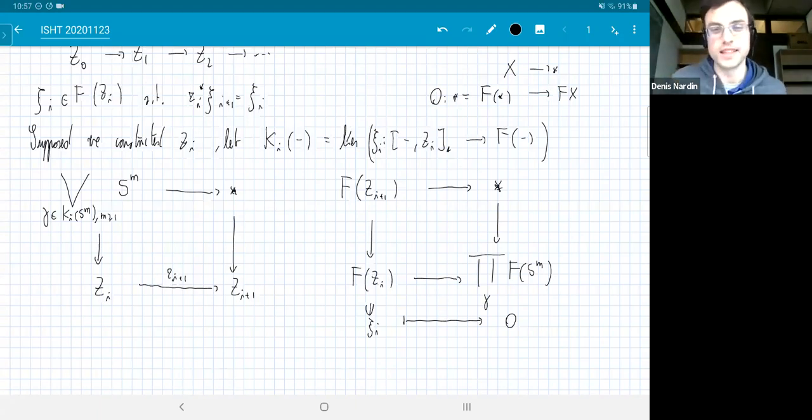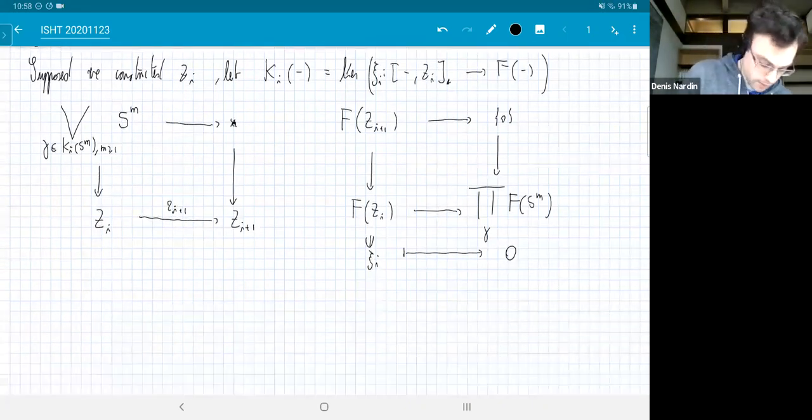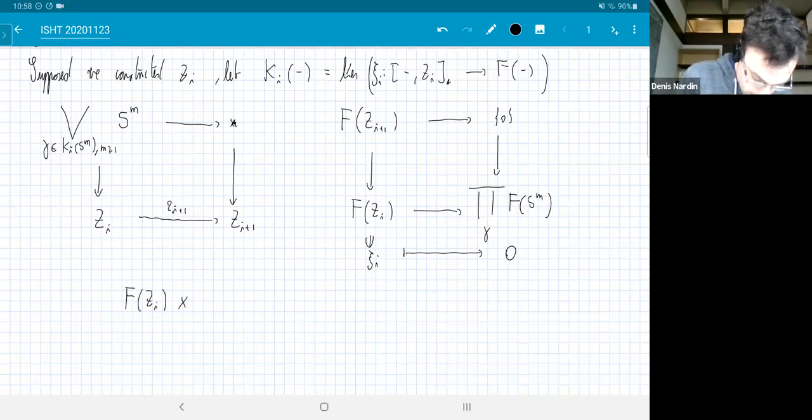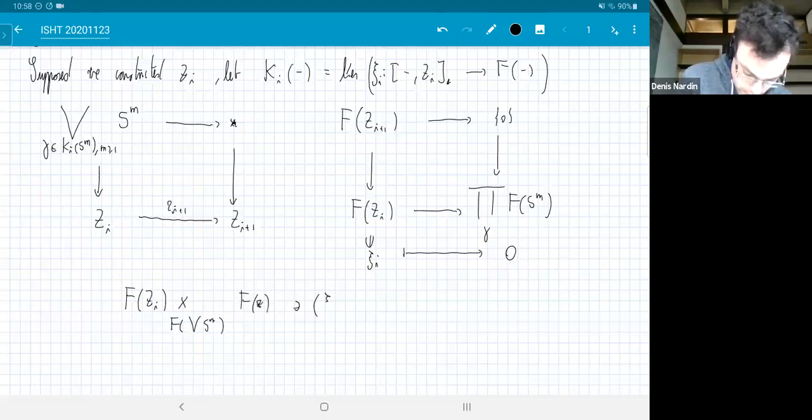Sorry, I should have noted it before. Of course, this has a canonical base point here, which is the image of f of the point. But be that as it may, psi 0 goes there, gets sent to 0 here. So I have f of z_i times f of this wedge of spheres times f of the point. This guy contains a class which is psi_i 0.